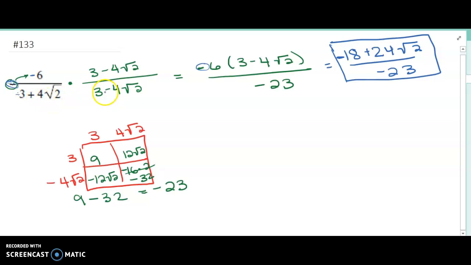But you multiply by the conjugate, 3 minus 4 square root of 2 on both top and bottom, so you get this over here. And when you distribute this negative 6 through, you get negative 18 plus 24 square root of 2 divided by negative 23, and that will be your final answer.